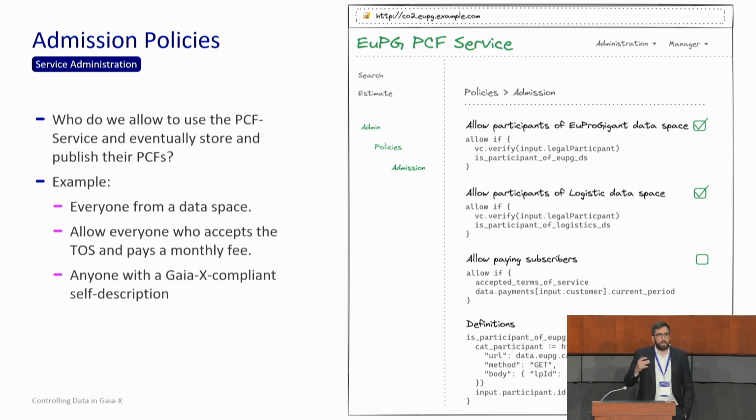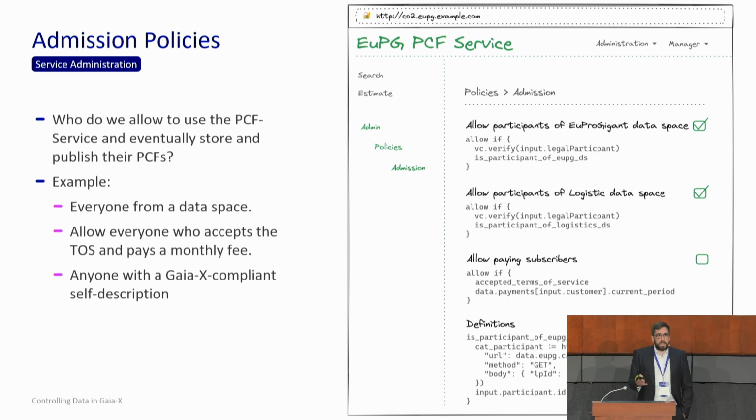If you want to decide who uses your service and what they can do, you can use the data space infrastructure to delegate this decision. So you can say, everyone in a specific data space is allowed to use my service. And this can work in different ways. For this Eupro-Grant data space, we check if the user has a legal participant, and it's verified, and then we check if that participant is in a data space by going to its catalog, checking if we find the legal participant there, and if so, we allow it to use our service.